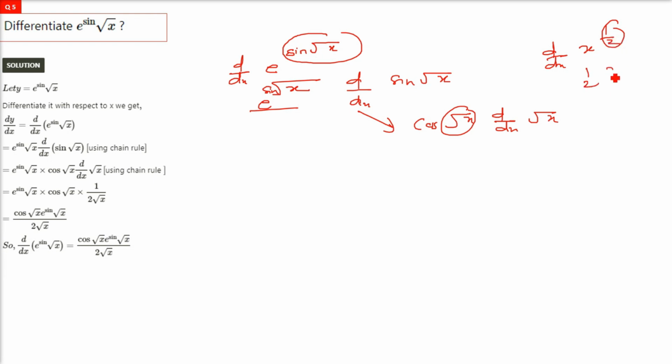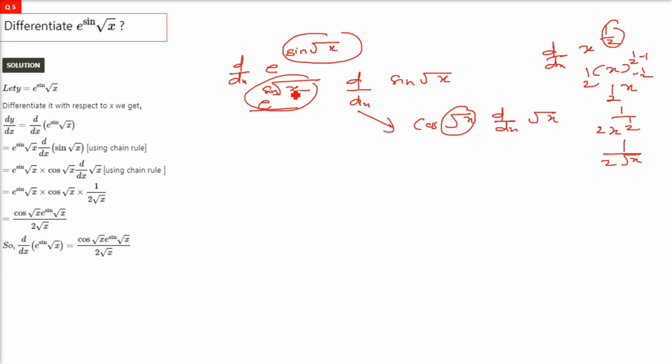So half x to the power half minus 1. Half minus 1 is negative half. So this negative half, x to the power negative half, is 1 by x to the power half. That is going to be root of x. So 1 by 2 root of x, that is how it has come.